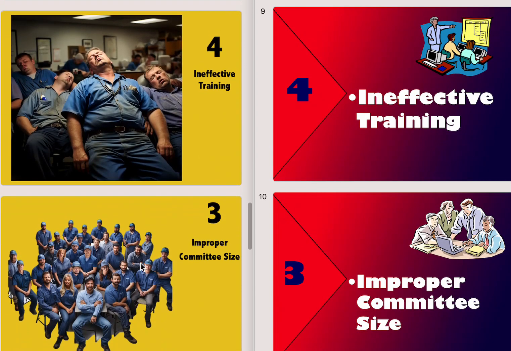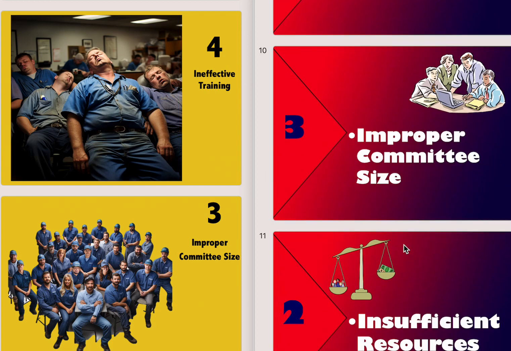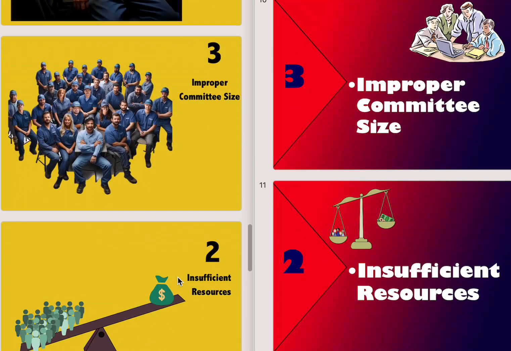Number 4, ineffective training. The one on the right, again, may or may not be training, could be training, but nothing there is making it seem ineffective. On the left, people falling asleep in a training class. I think that's, again, my attempt at throwing in a little bit of humor, and that's why I used that image. Number 3, improper committee size.